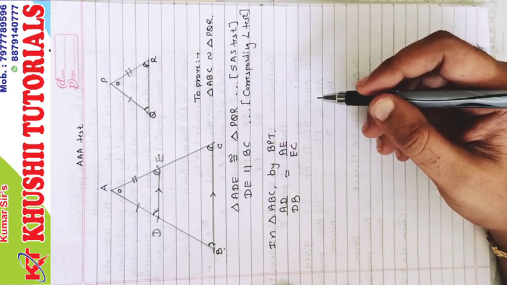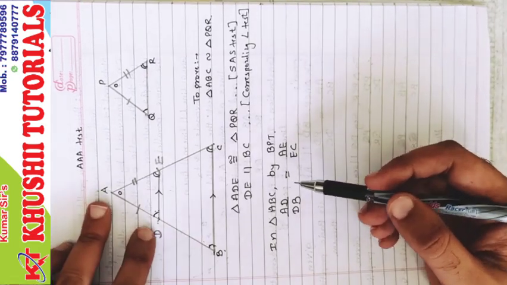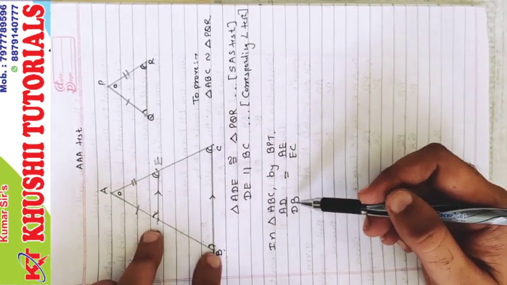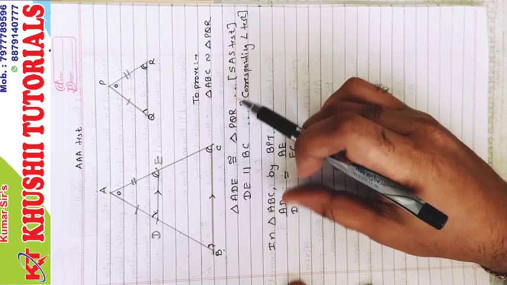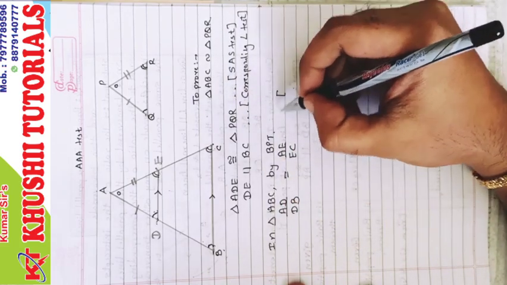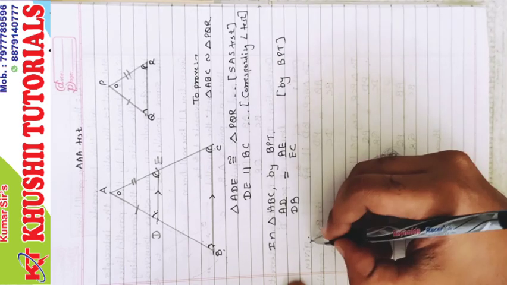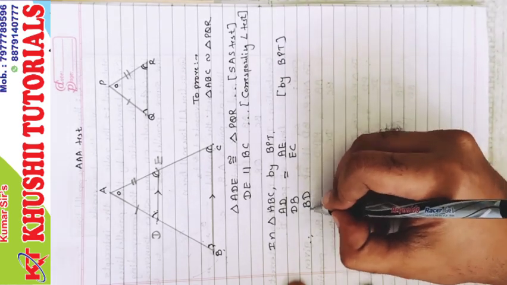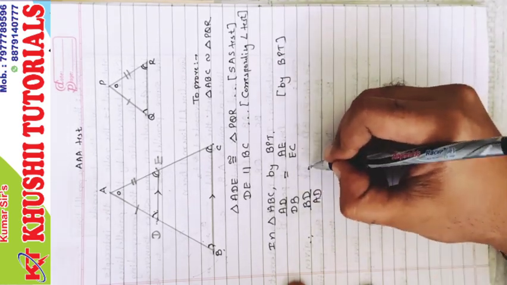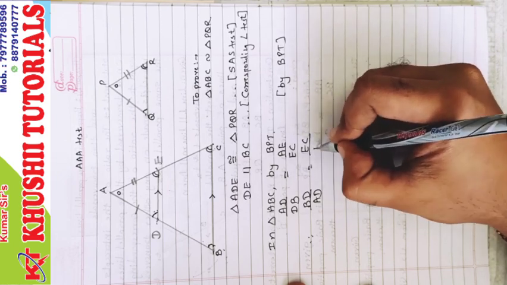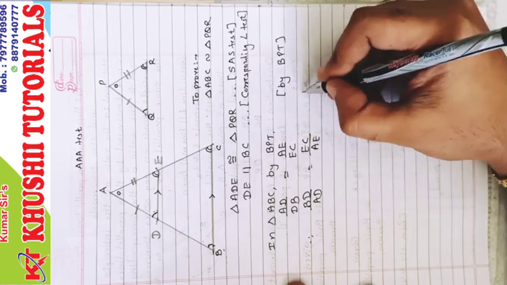So now how can we prove that? Okay, now AD upon DB we have, right? First of all, what we will do? We will do invertendo. This is by BPT, I have already written, then too I am writing by BPT. Now by invertendo, BD upon AD equal to EC upon AE by invertendo.